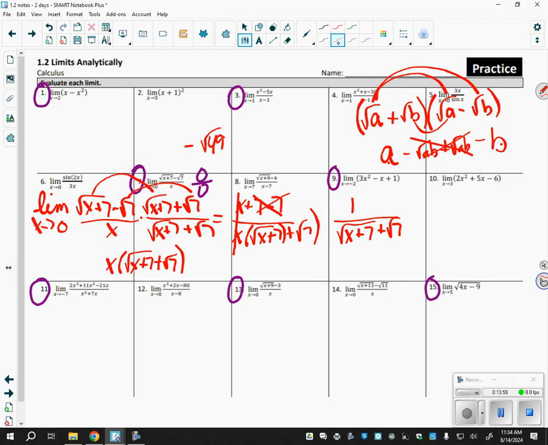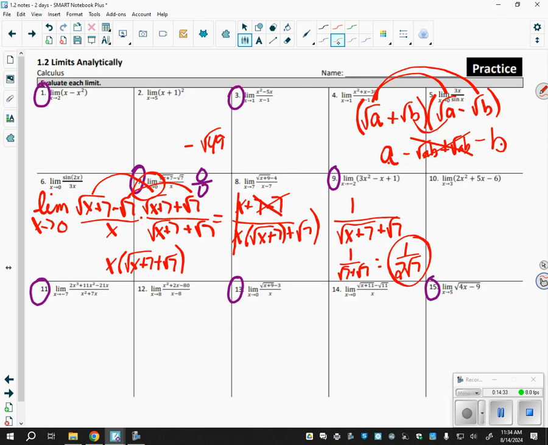And now I can take the limit. So the point of all this algebra that we're doing today, whether it's factoring or this square root stuff with the conjugates, is I want to take the limit as x approaches 0. So now I can plug 0 in there for x, and I get 1 over the square root of 7 plus the square root of 7. Well, what is the square root of 7 plus square root of 7? Square root of 14? No! It's just 1 over 2 square root of 7.